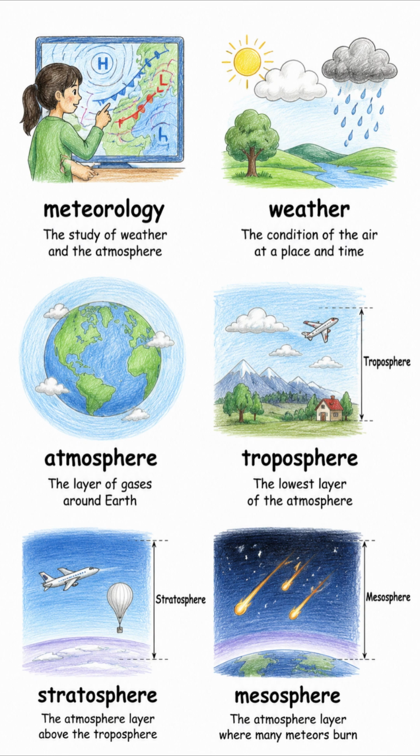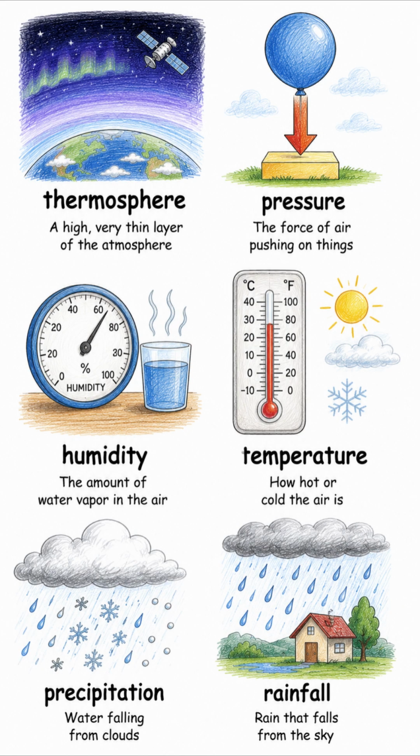Troposphere, the lowest layer of the atmosphere. Stratosphere, the atmosphere layer above the troposphere. Mesosphere, the atmosphere layer where many meteors burn. Thermosphere, a high, very thin layer of the atmosphere. Pressure, the force of air pushing on things.